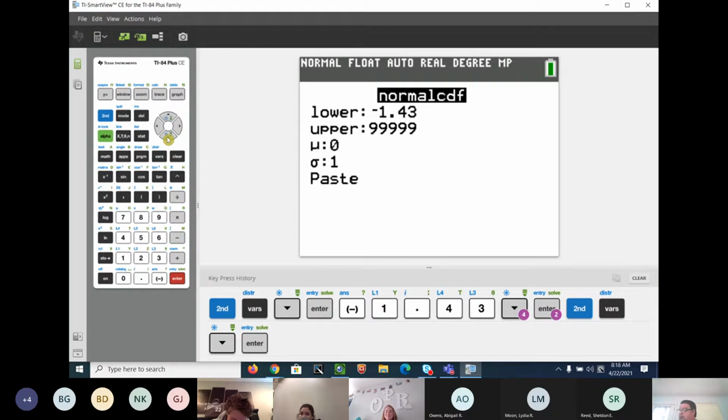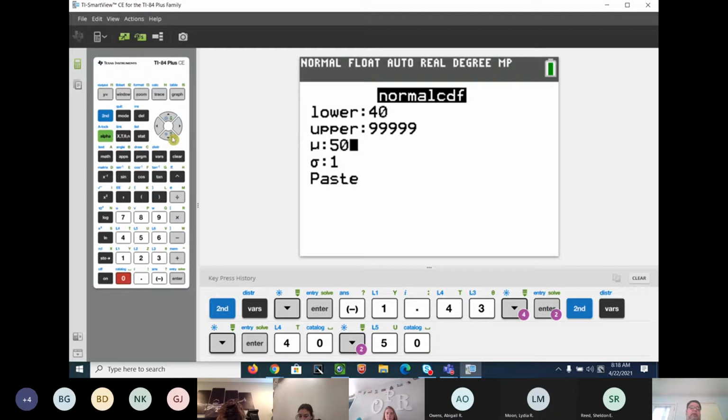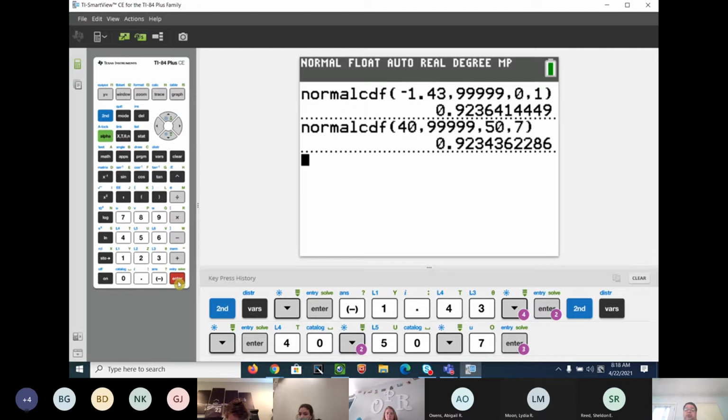All right, so let's do the new one. Second, VARS. This would be 40 to 9999. And on the new calculator, you would type in 50 and 7. And you see there's a little bit of difference. The newer calculators are more accurate because you type in all the numbers instead of having to calculate. So it's 0.9234.